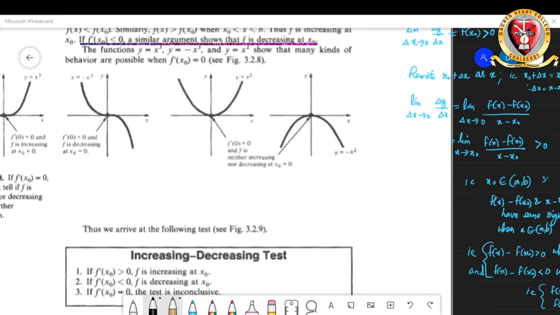And in the next section, we will be seeing the increasing and decreasing test and the rest of the sections.